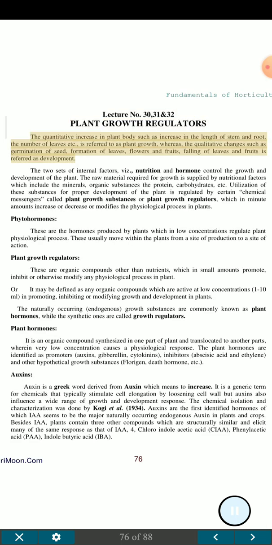The quantitative increase in plant body, such as increase in the length of stem and root and the number of leaves etc., is referred to as plant growth, whereas the qualitative changes such as germination of seed, formation of leaves, flowers and fruits, falling of leaves and fruits is referred to as development. The two sets of internal factors, viz. nutrition and hormone, control the growth and development of the plant.